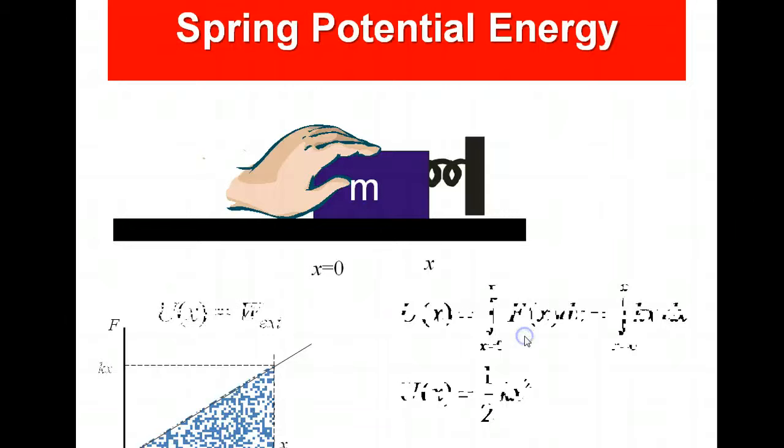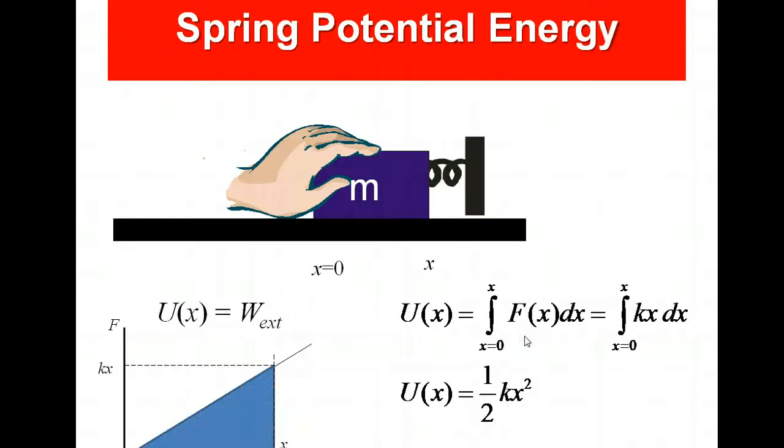The amount of work that I do is equal to the area under the force versus displacement graph, which is a triangle. And the area under the triangle is 1/2 kx times x, or 1/2 kx squared. Or if I substitute for the force that I have to exert, kx, and take the integral, I get the same thing, 1/2 kx squared. So the potential energy of a spring is 1/2 kx squared.